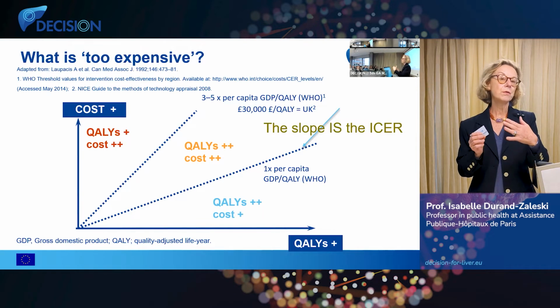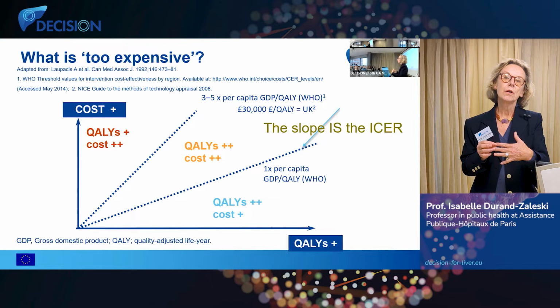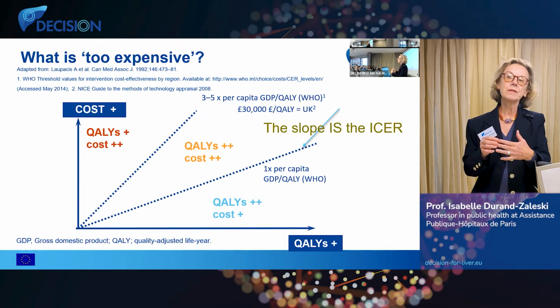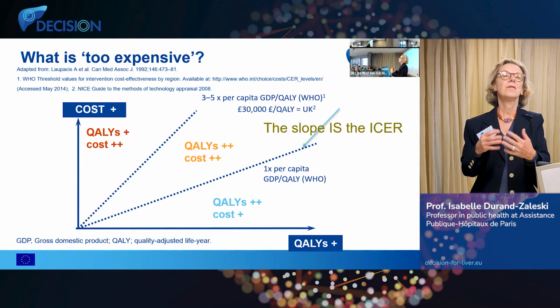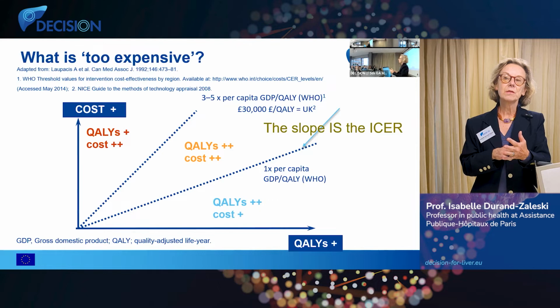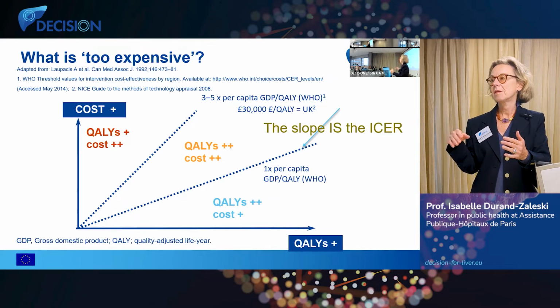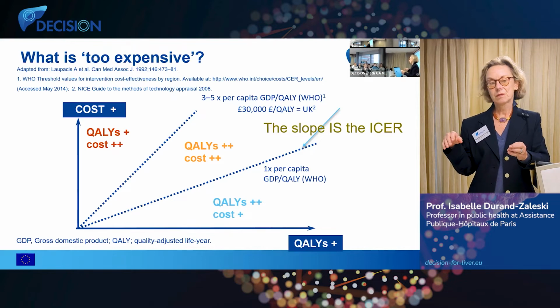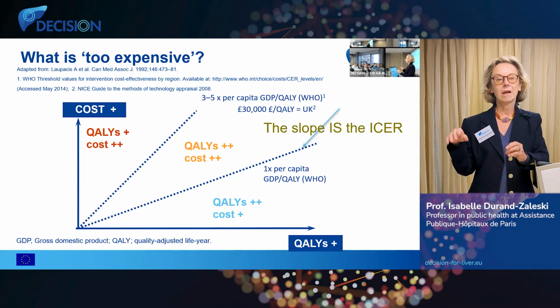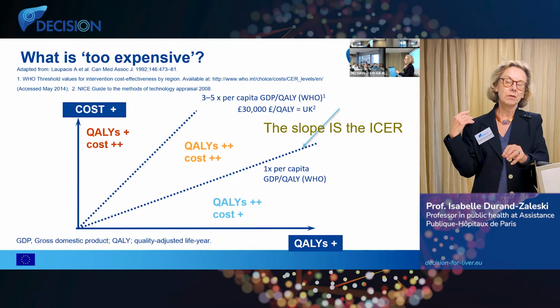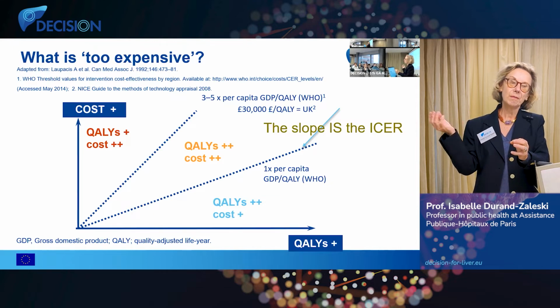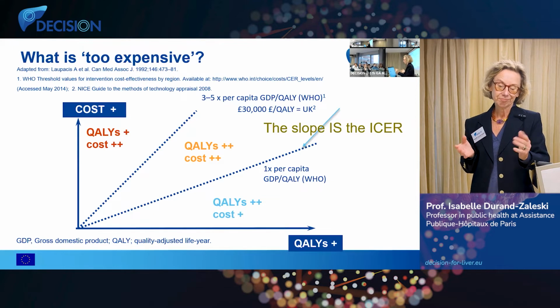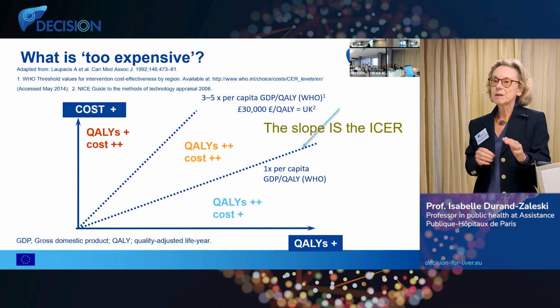Now, if you pay 3 to 5 times that amount, so 150,000 euro for 1 additional year of life for 1 person, always standardized to 1, then it begins to be a bit expensive. You're kind of living above your means, which is what we all are doing, and we're accruing debt, which will be paid by the next generations. But so that's what WHO says.